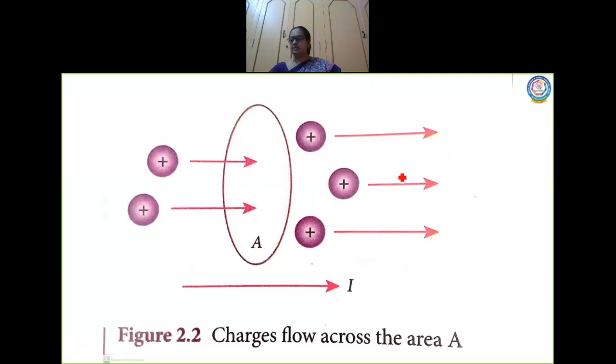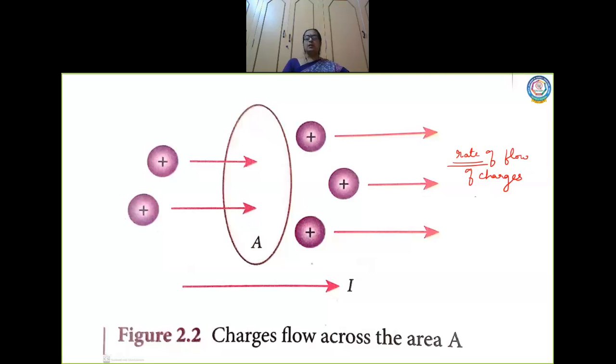I will write here, children. When you define electric current, it is nothing but the rate of flow of charges. Rate in the sense with respect to time. What is the time for the charge to cross an area? Rate of flow of charges through a given area is nothing but what you call electric current.